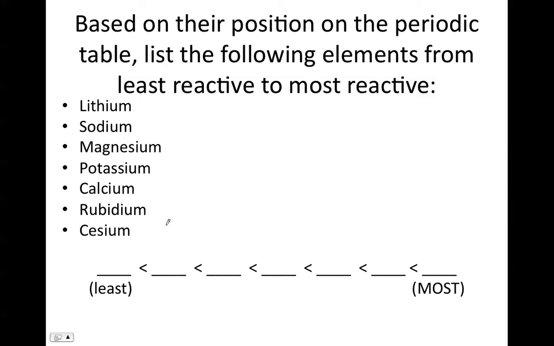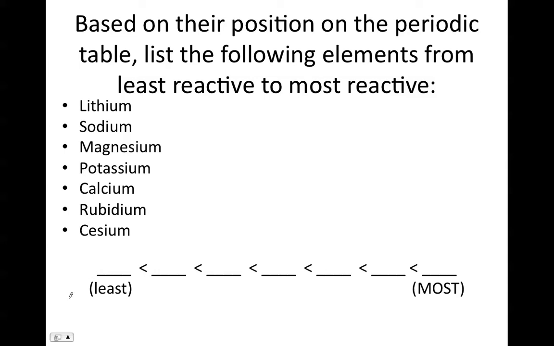So one thing that you can do is, are all of these elements in the same family? When you look at it, 5 out of the 7 are in the same family. 5 of them are in the alkali metals. The other 2, magnesium and calcium, are in the alkaline earth metals. So we said that the alkali metals will be more reactive than the alkaline earth metals.